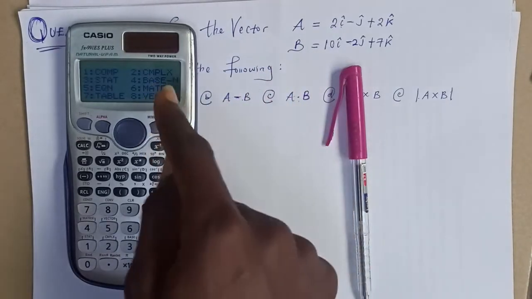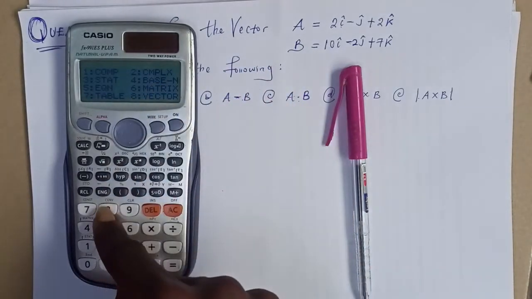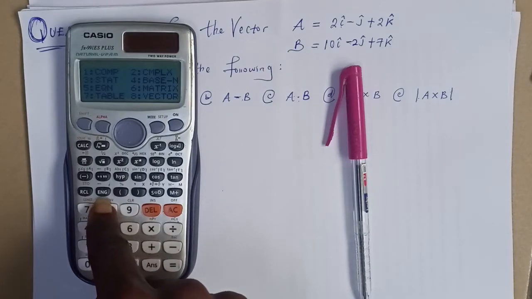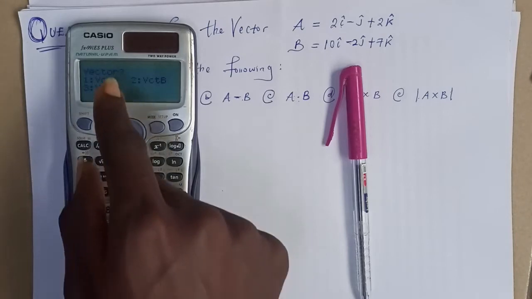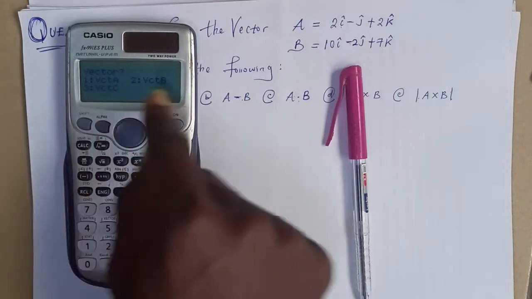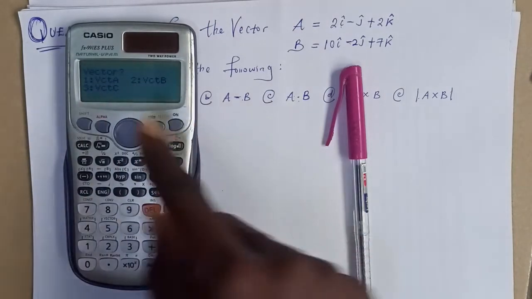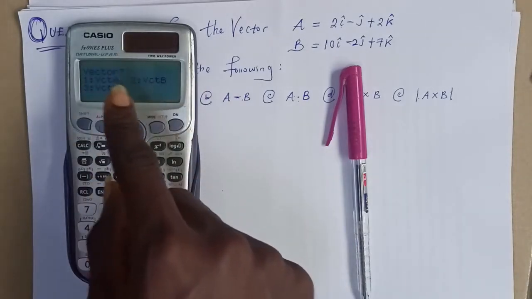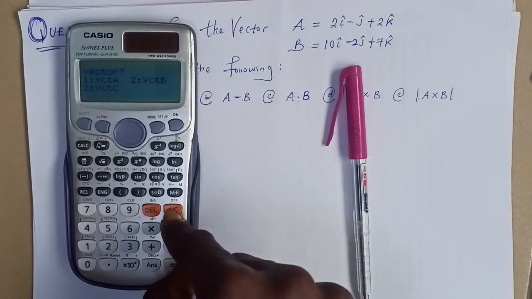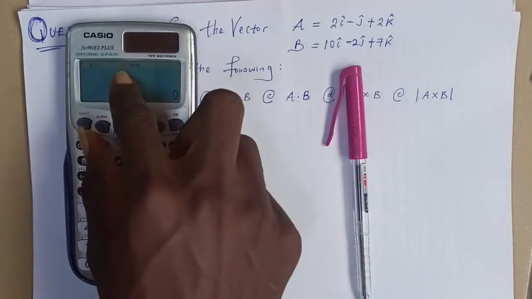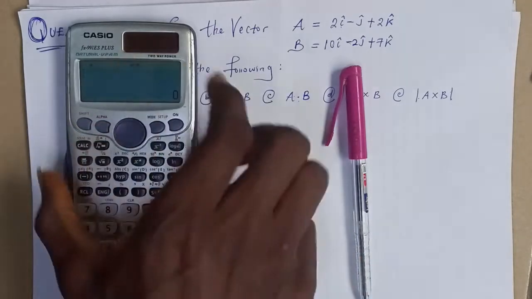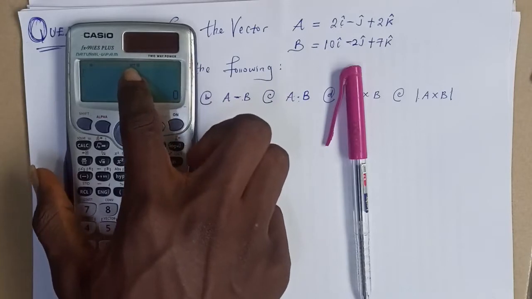So vector is number 8. You go ahead and press this number 8 button. When you press number 8, you don't have any business with what you have here. Just go ahead and remove all this by pressing the AC button. This is the AC button here. As you can see, there's VCT, which implies that this calculator is on vector mode.